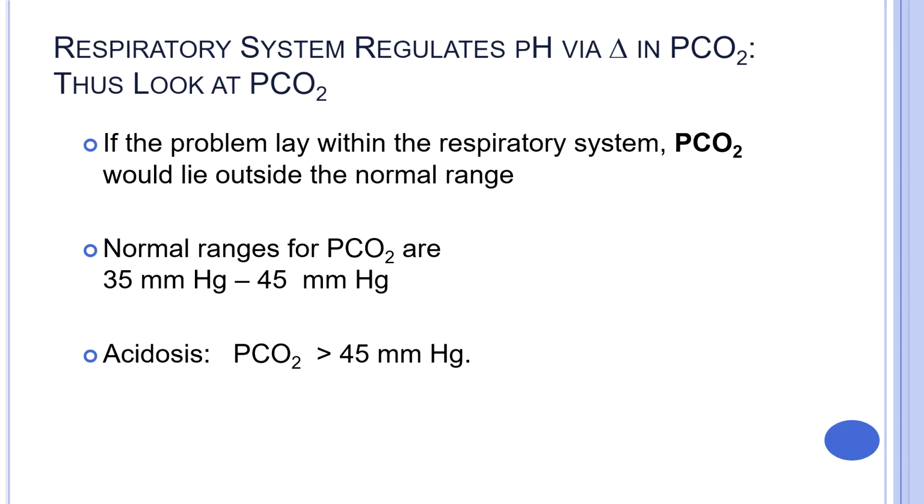If the problem lies within the respiratory system, the pressure of carbon dioxide would lie outside of the normal range. So the normal range is 35 millimeters of mercury to 45 millimeters of mercury. So if it's higher than 45, you have acidosis, and if it's lower than 35, you have alkalosis.